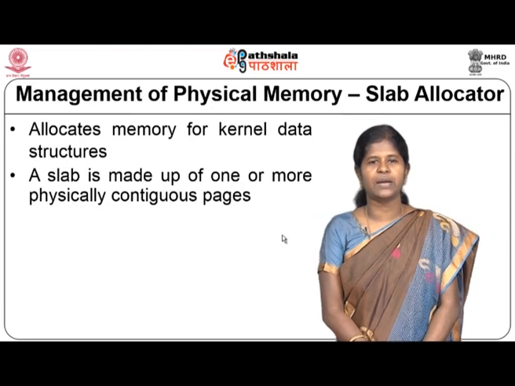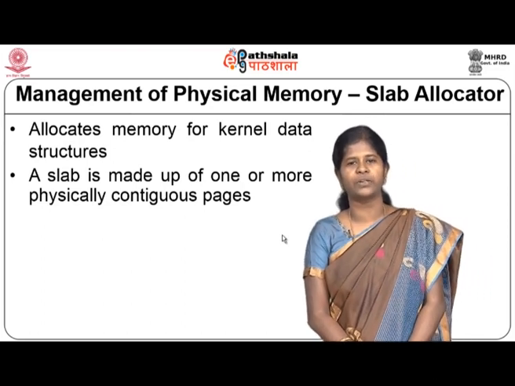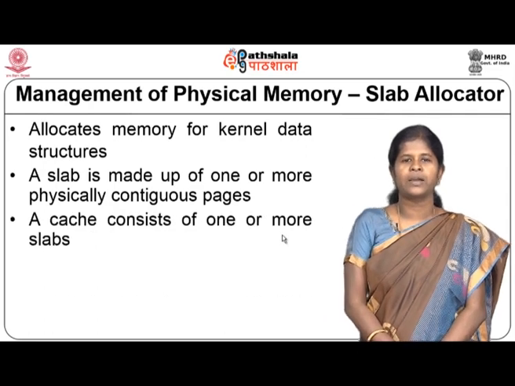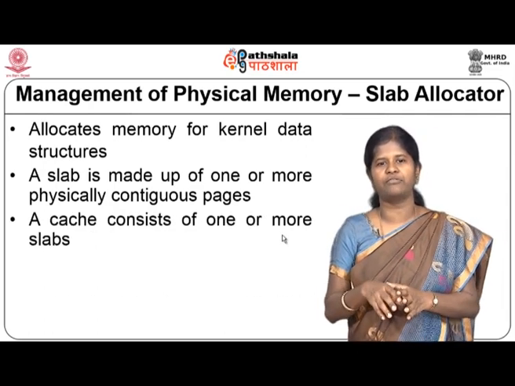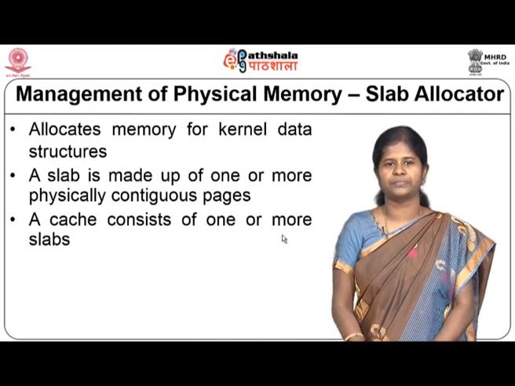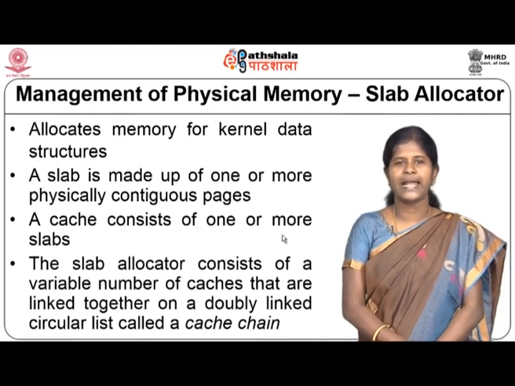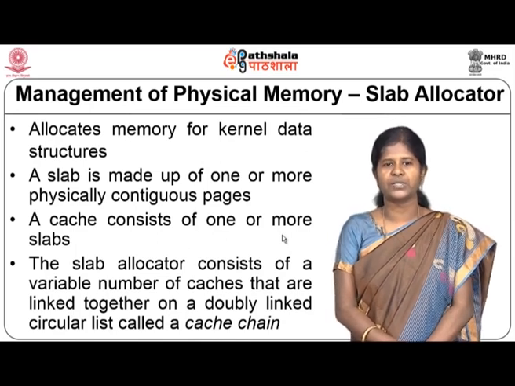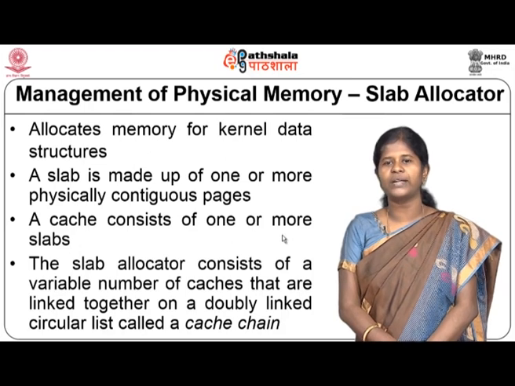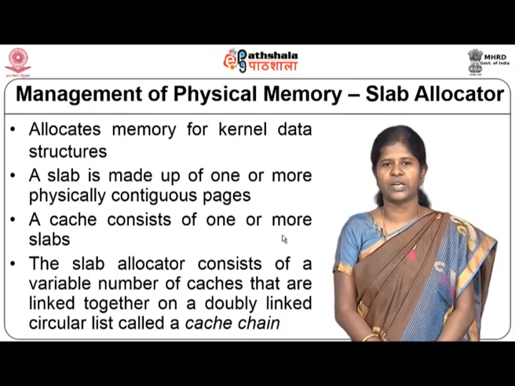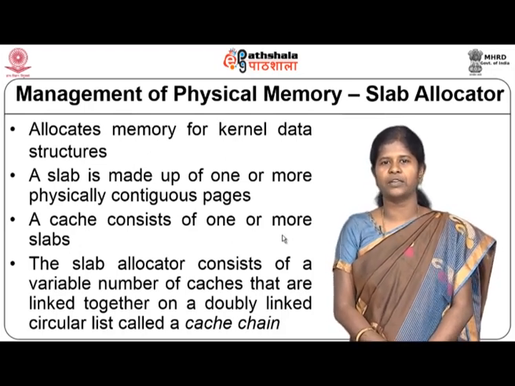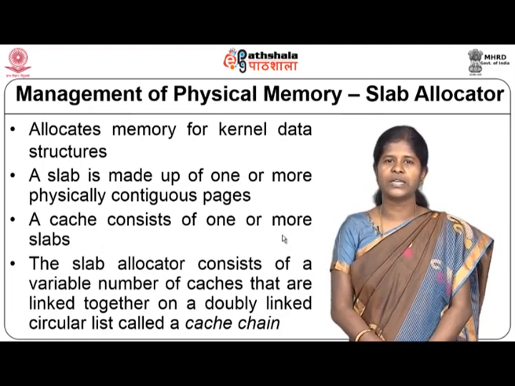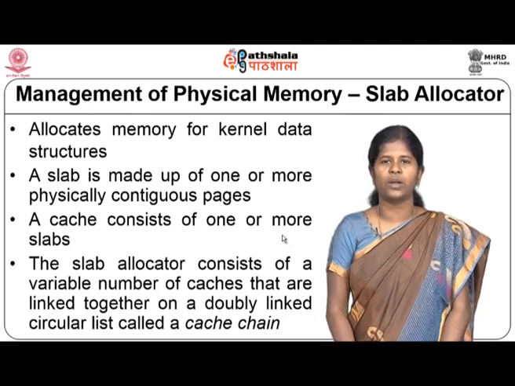So, we see here something called a slab. A slab is made up of one or more physically contiguous pages, and a number of slabs together form something called a cache. And there is a slab allocator which consists of a number of caches that are linked together on a doubly linked circular list called a cache chain. So, slabs put together form a cache, and there can be a number of caches which are connected using a doubly linked circular list called a cache chain.